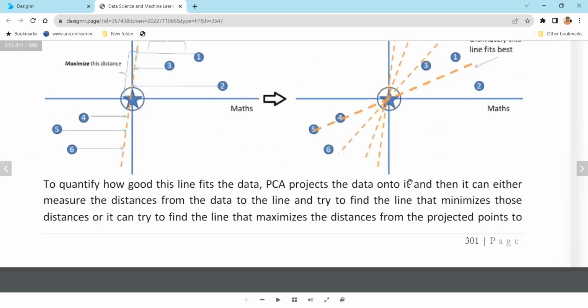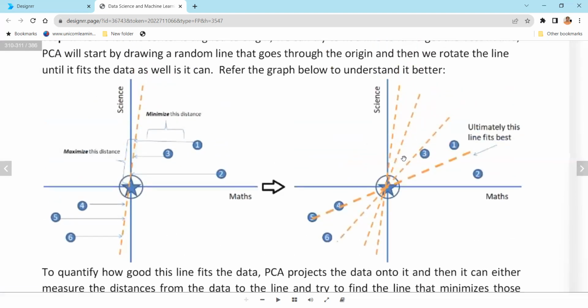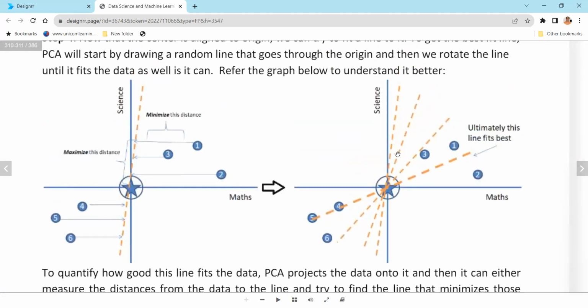Now, to quantify how good this line fits the data, PCA projects the data onto it, and then it can either measure the distance from the data to the line and try to find the line that minimizes those distances. Now, how do I know which line is best?